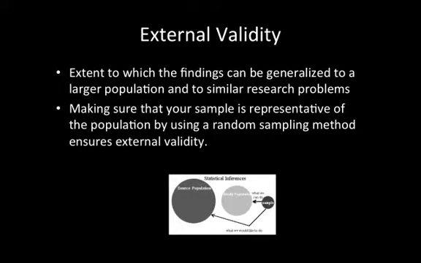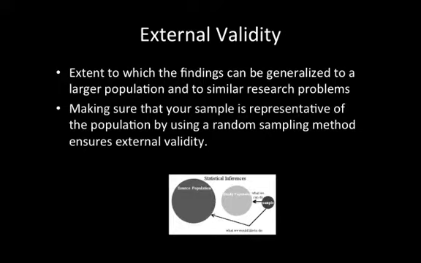External validity. This is the extent to which the findings can be generalized to a larger population and to similar research problems. So it's the extent to which you can go outside of just exactly what you studied. Okay, what implications does it have? How much can you generalize? So what you need to do is make sure that your sample is representative of the population by using a random sampling method to ensure external validity, if you can.